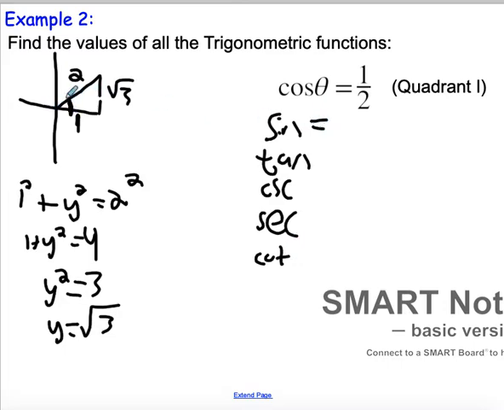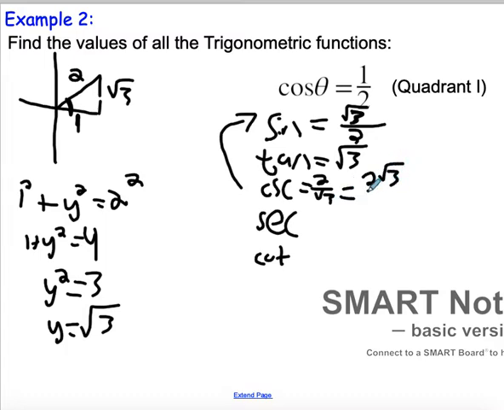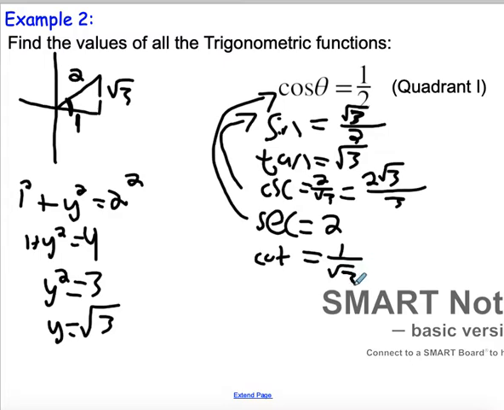Sine of this angle would be square root of 3, opposite, not 7, 3, over 2. Tangent, opposite over adjacent, square root of 3. Cosecant, reciprocal of sine, equals 2 over square root of 3. Again, you have to rationalize, so 2 square root of 3 all over 3. Secant, reciprocal of cosine, so reciprocal of 1 over 2 is just 2. And cotangent, the reciprocal of square root of 3 would be 1 over square root of 3, which rationalized, you get square root of 3 over 3.